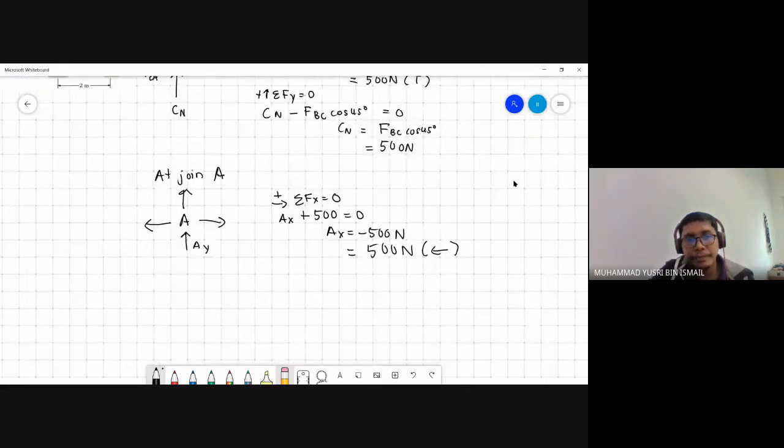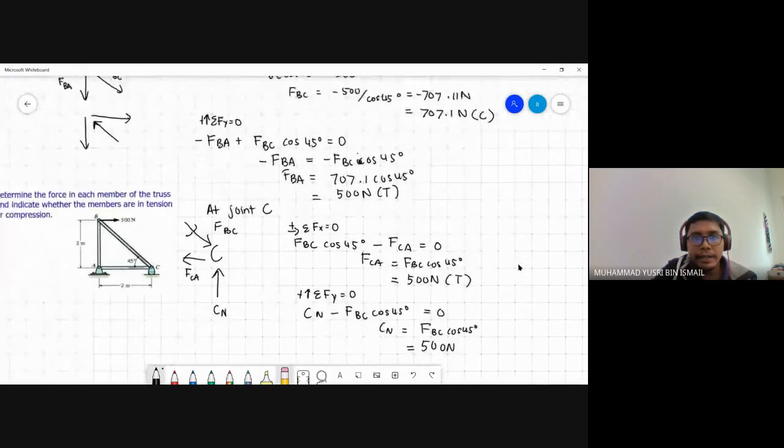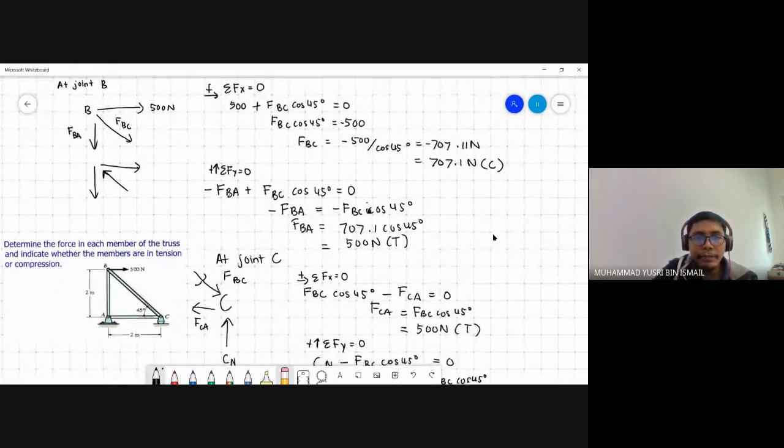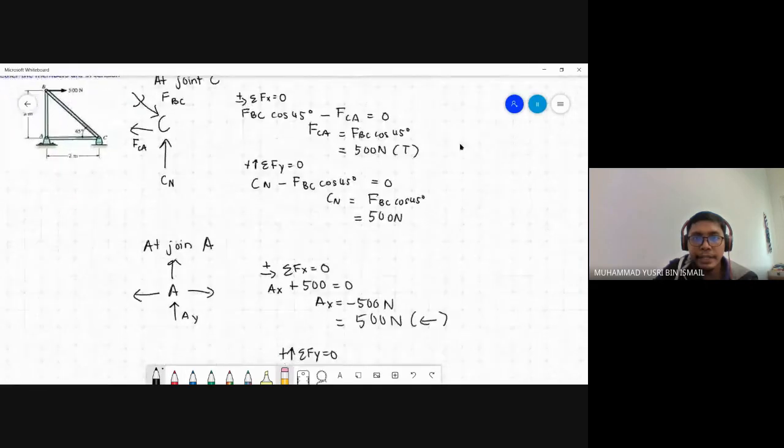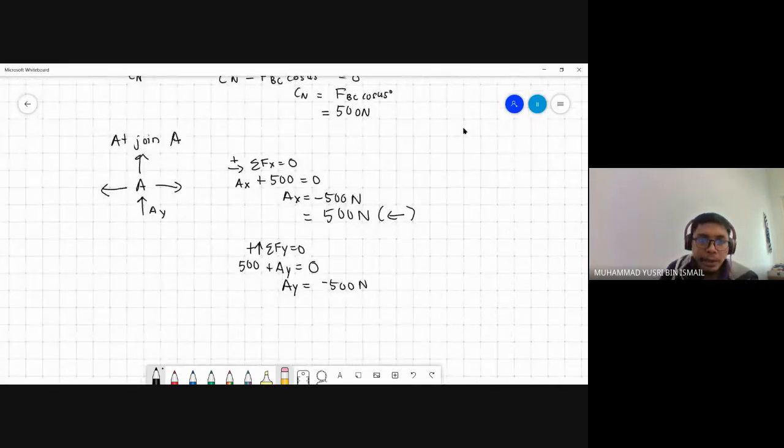Okay. And then for AY, summation of all forces equal to 0. So you have the tension which is FBA. FBA is 500 Newton. 500 Newton plus AY equal to 0. So AY is equal to negative 500 Newton. So basically AY is going downward.